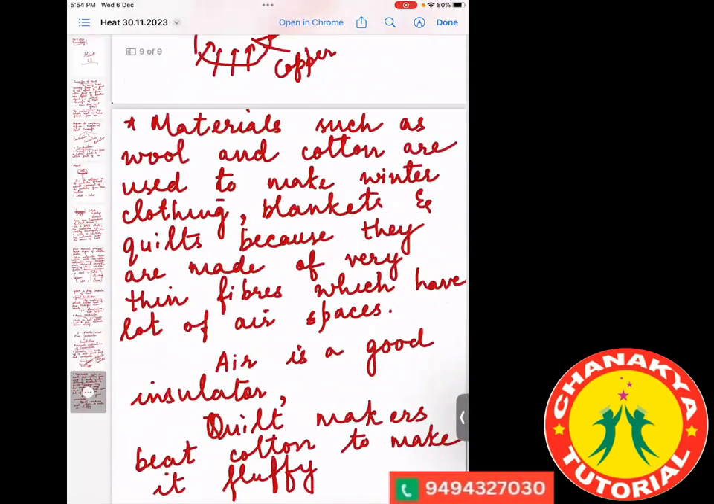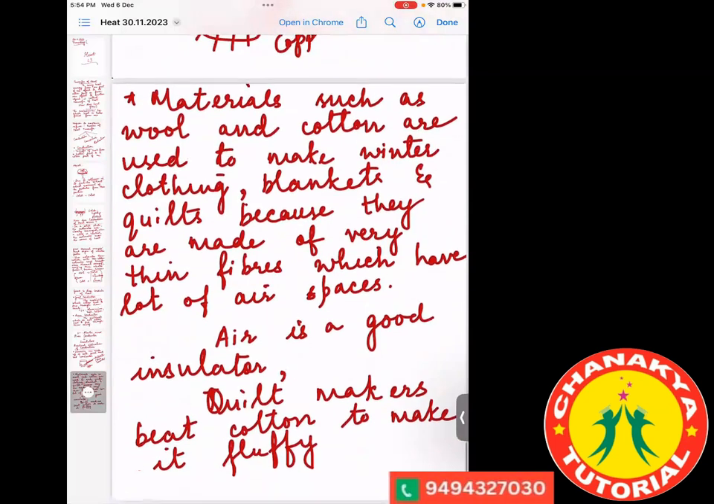Materials such as wool and cotton are used to make winter clothing, blankets and quilts. With the help of this, they make different kinds of materials. Air is a good insulator, which means it is a poor conductor of heat. A quilt is made of cotton and it becomes fluffy.